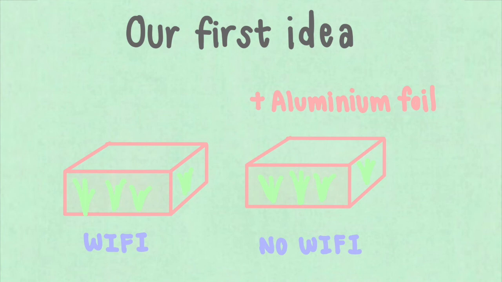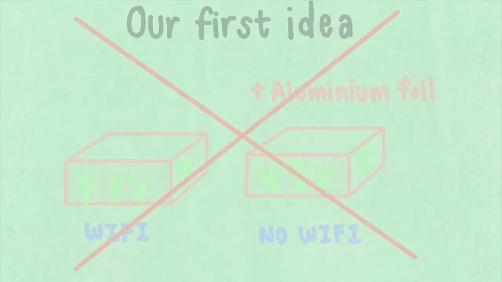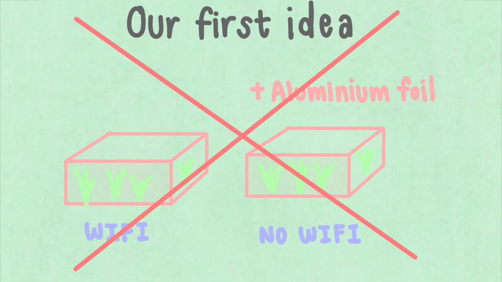We thought that we could protect our plants from the Wi-Fi by covering the box with aluminum foil. And then we found out later that if we cover the box with aluminum foil, the plants in the box won't be able to receive any sunlight, which directly affects the growth of the plant. So we researched to find a solution.